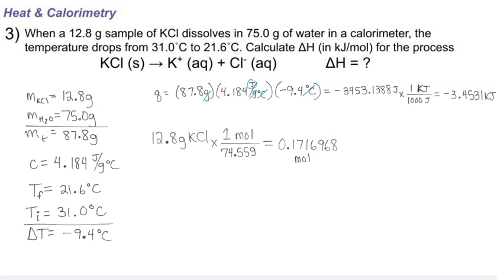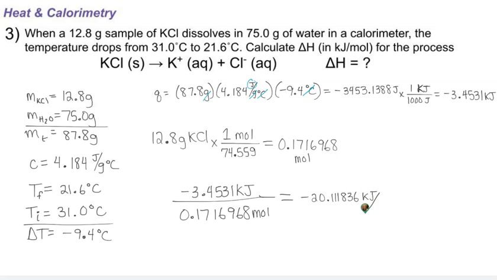To get our final answer, we'll simply take the number of kilojoules, 3.4531 kilojoules divided by the number of moles, 0.1716968. And I'm actually going to use the full value in my calculator there. And when we divide that out, we get negative 20.111836 kilojoules per mole.